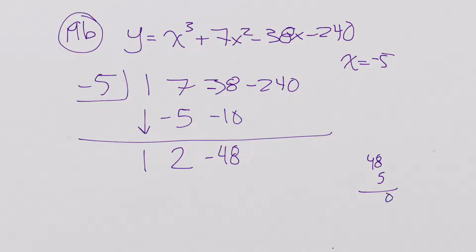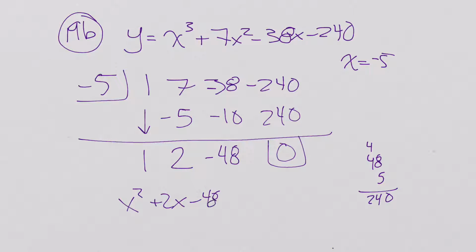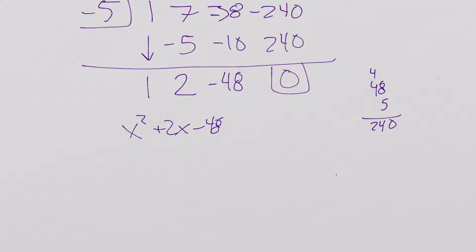5 times 8 is 40. 5 times 4 is 20, plus 4 is 240. So that's good. That means that was, in fact, a solution. So I get a positive 240 there and a remainder of 0. And so then I get x squared plus 2x minus 48 remaining as my two other solutions in addition to negative 5. So let's maybe use some quadratic formula to help us find these solutions.